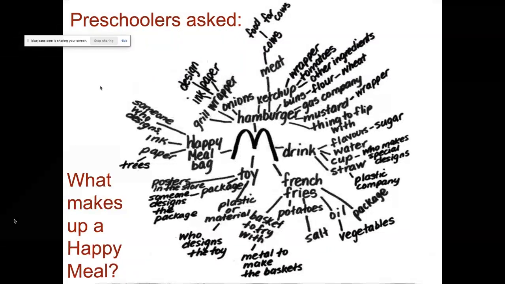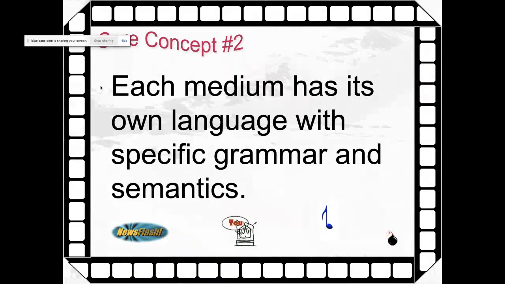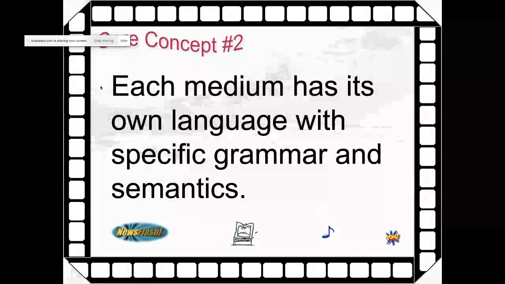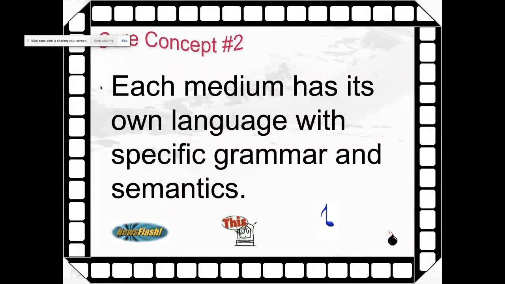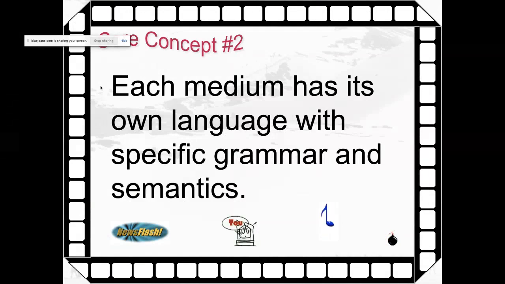So that's an introduction to the first concept of looking at all media as constructed, so we need to deconstruct it. And we can start doing that by asking who constructed it. And then this next question gets at how. So concept number 2 says each medium has its own language with specific grammar and semantics. So this is where we're trying to look at how is it constructed? How is it put together?